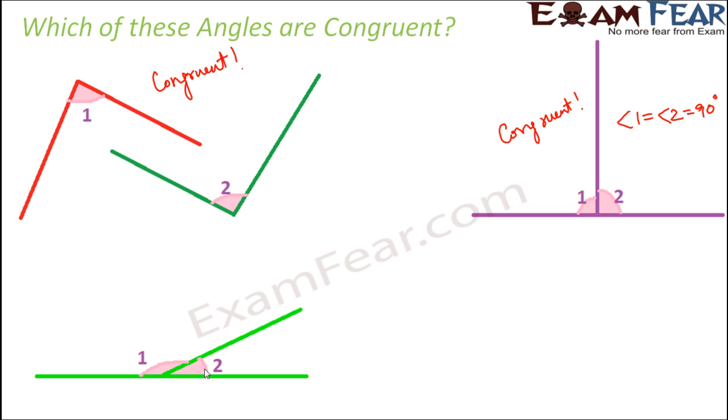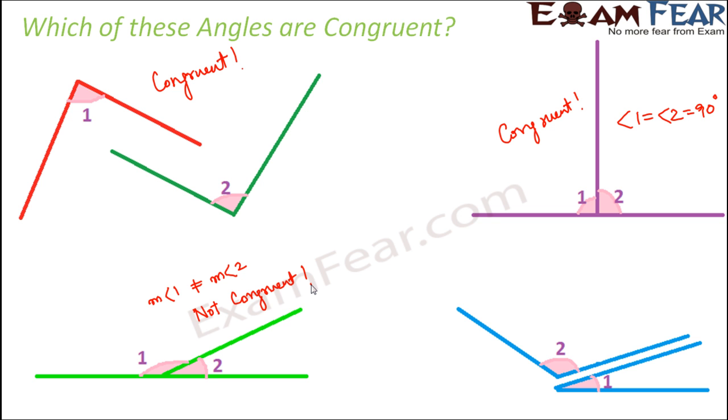Angle 1 and 2 in this case. So these are definitely not congruent because angle 1 is an obtuse angle, angle 2 is an acute angle. So the measure of angle 1 is not equal to the measure of angle 2. Therefore, these two angles are not congruent.